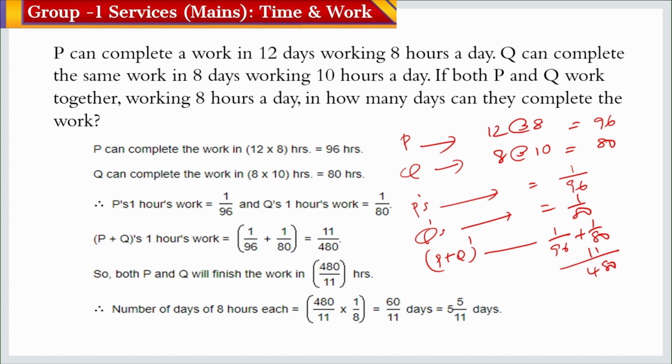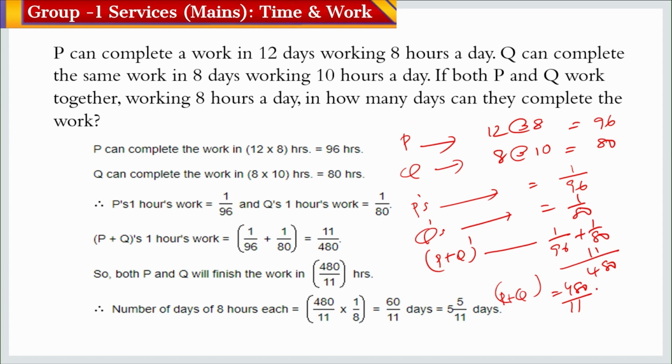Means it is 11 by 480. So, P and Q can combinedly work together in 480 by 11 hours. Okay. So, if you want to find the number of days of 8 hours each, what is the condition here? Working 8 hours a day, how many days can they complete the work?